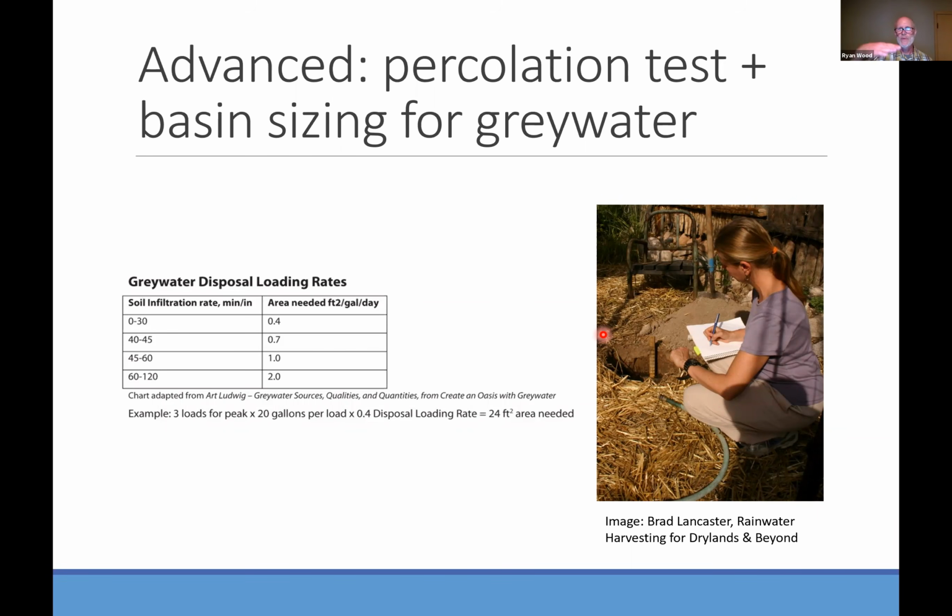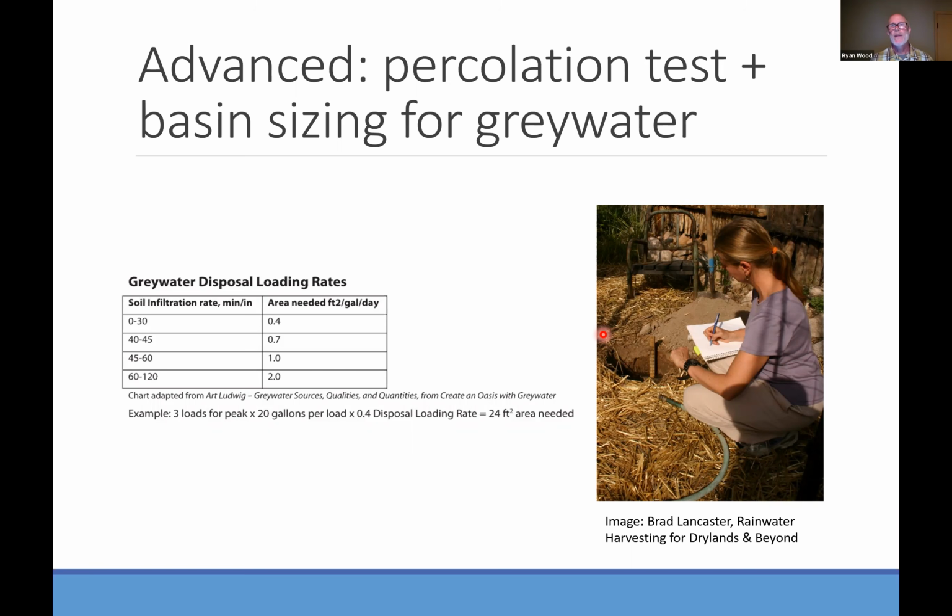So for example, let's go down 1 inch. If it takes less than 30 minutes to go down 1 inch, you have a disposal rate of 0.4. If it takes longer, so 40 to 45 minutes to go down 1 inch, and then 60 to 120. This is all about changing the amount of surface area that you're going to need based on your percolation. So if the water is going to soak through the soil really quick and easy, then we don't have to have as much surface area.